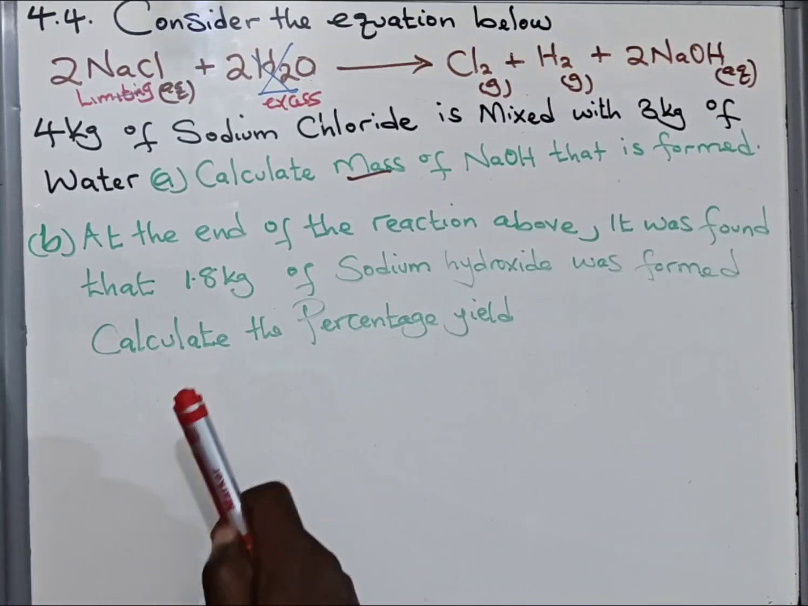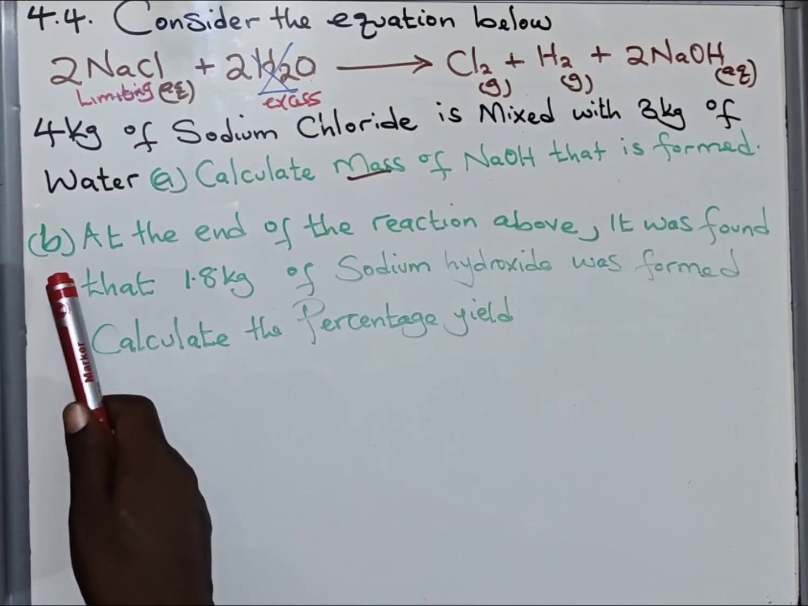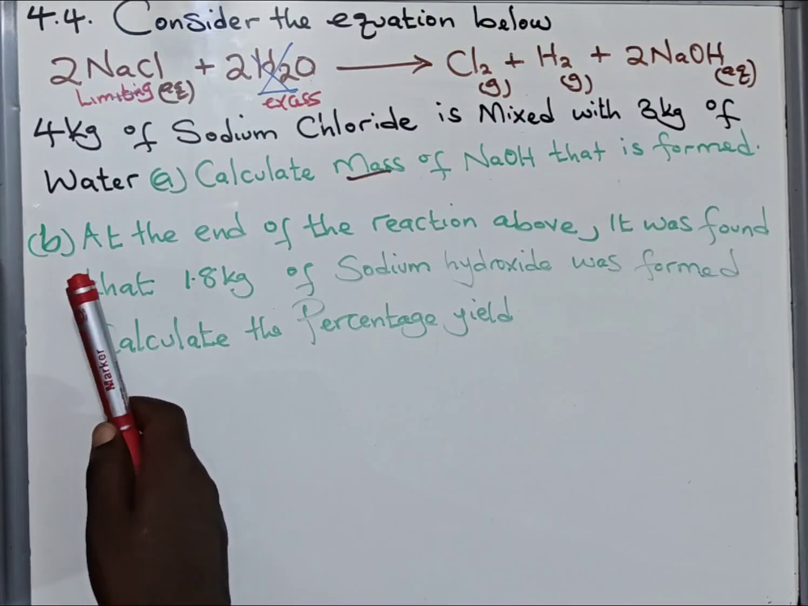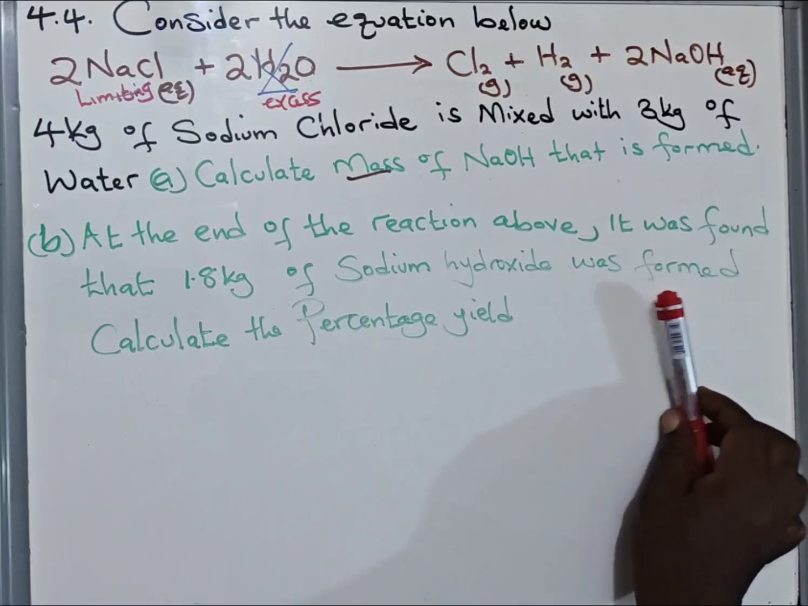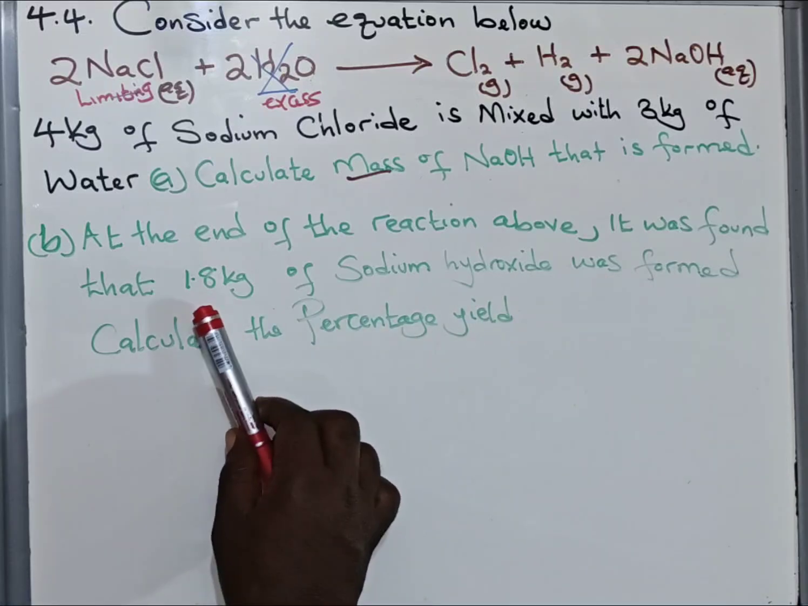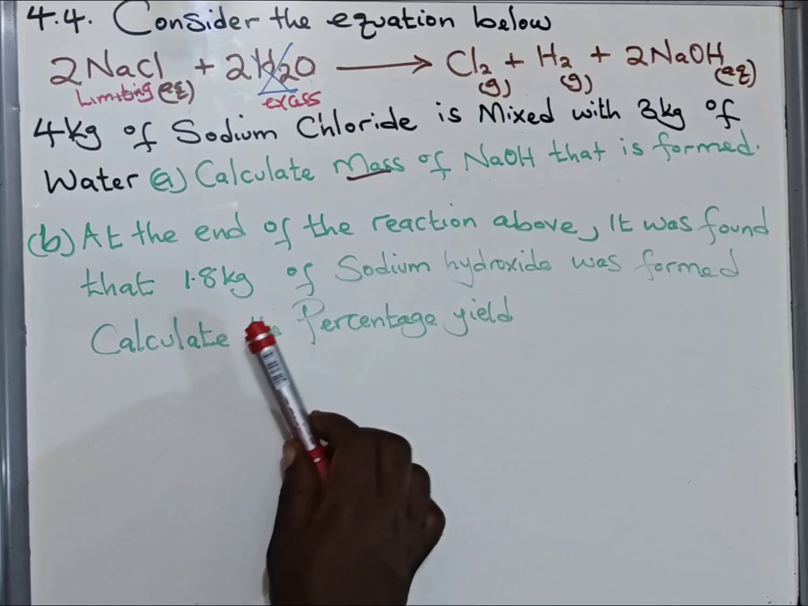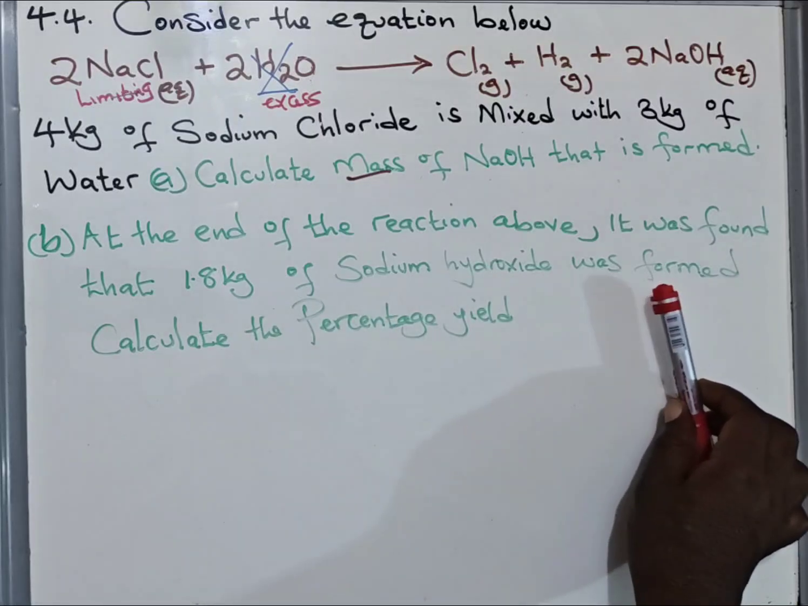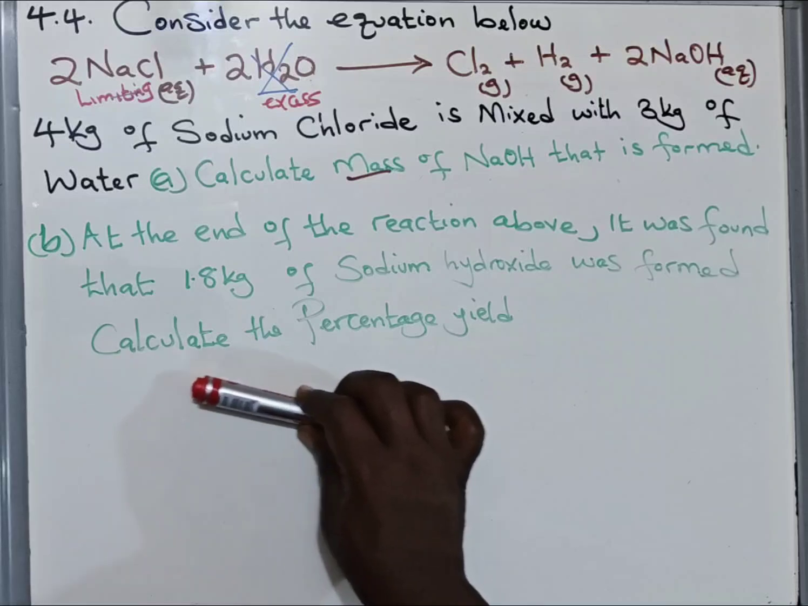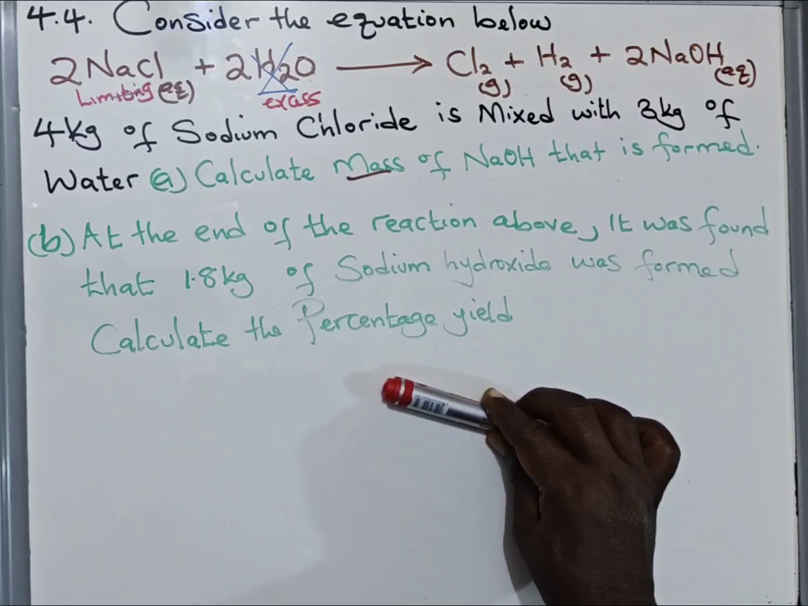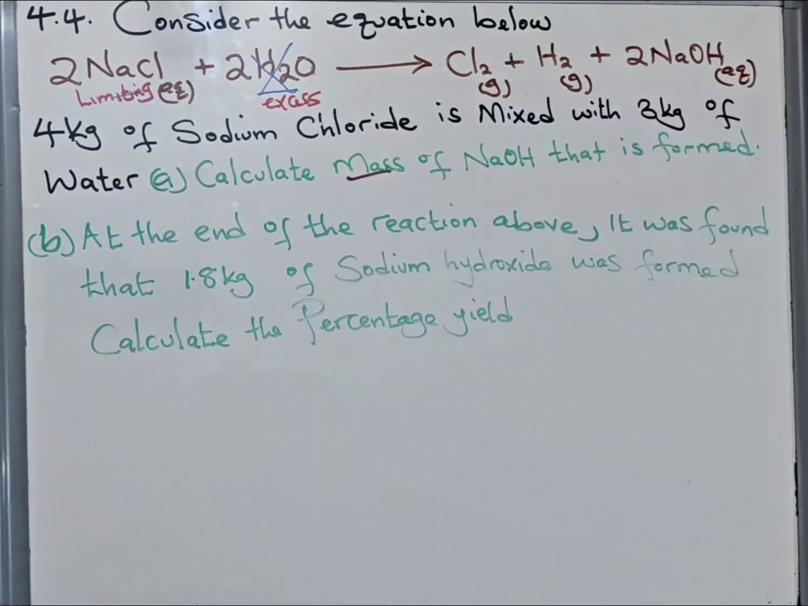Then we come to this question, part B. It says that at the end of the reaction above, it was found that 1.8 kilograms of sodium hydroxide was formed. And the question says, calculate the percentage yield. Okay. How do we approach this?